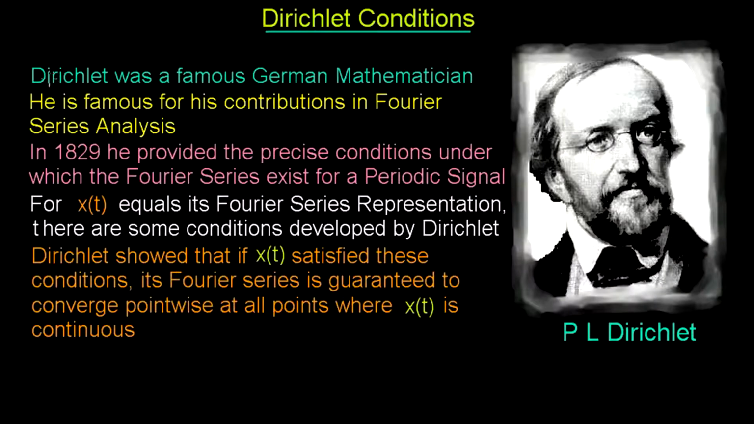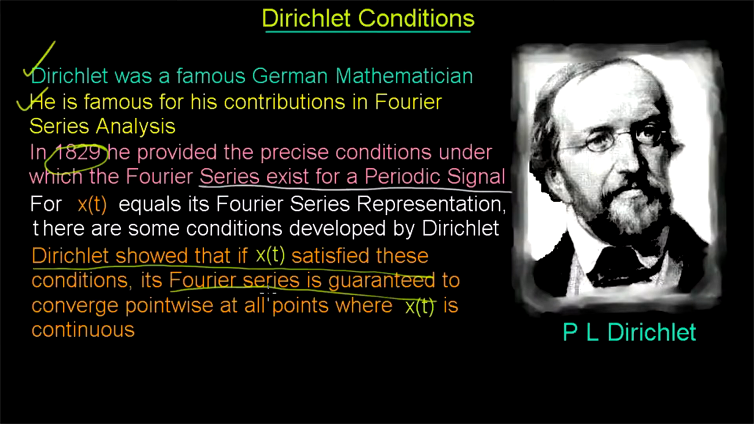series. Dirichlet was a famous German mathematician, and he is famous for his contributions in Fourier series analysis. In 1989, he proposed the precise conditions under which the Fourier series exists for a periodic signal. So if the signal satisfies these conditions, then we can say that the Fourier series exists for that particular signal. For x of t equal to its Fourier series representation, there are some conditions developed by Dirichlet, and these conditions are known as Dirichlet conditions.